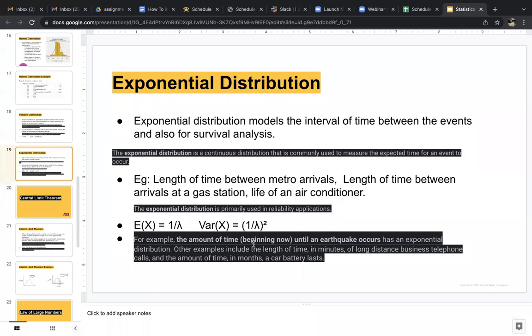So, other examples again include the length of time in minutes of long distance business telephone calls, and the amount of time in months, or how long a car battery can last. So all these probabilities can be found using the exponential distribution.